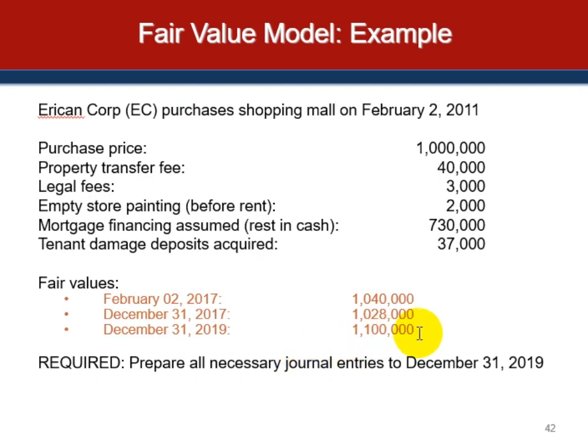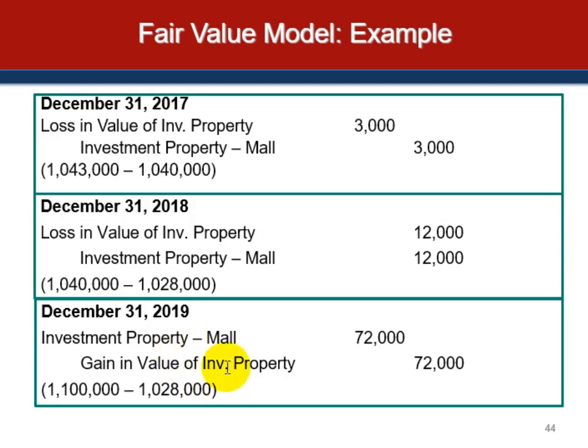It's worth $1.1 million now. Life is wonderful. We record a gain in value at that time. This value goes up from $1,028,000, its last value, up to $1.1 million. Gives us this entry. We increase the value of the investment property and record the gain for $72,000.